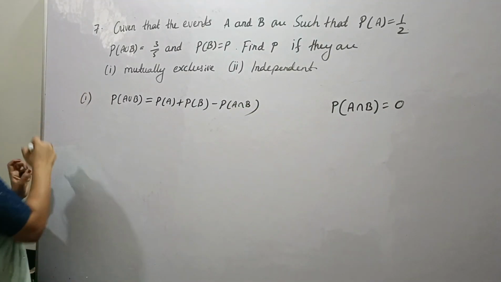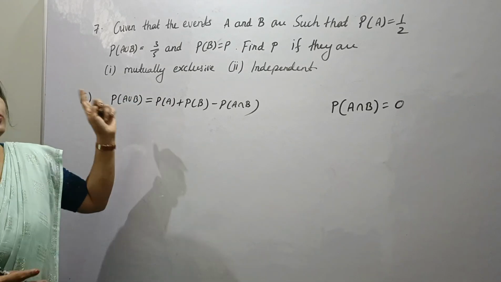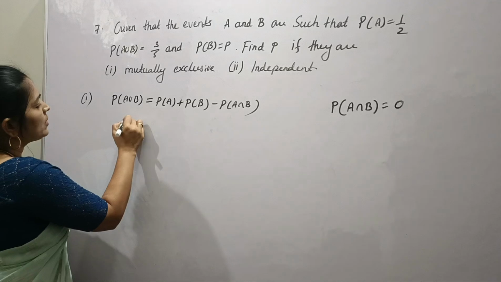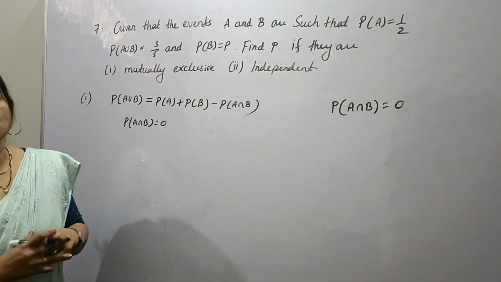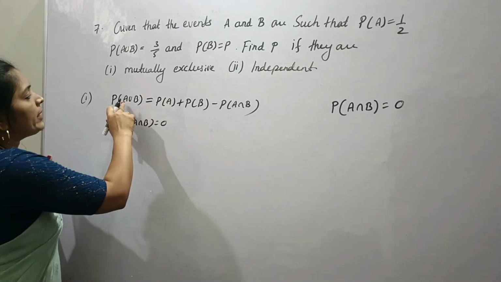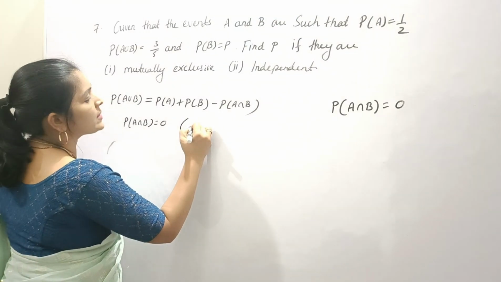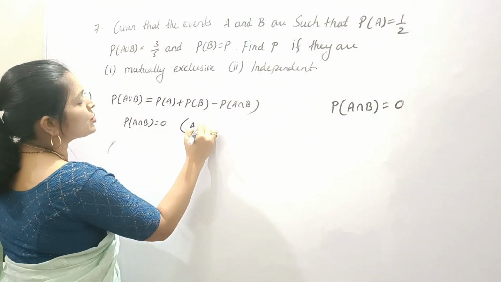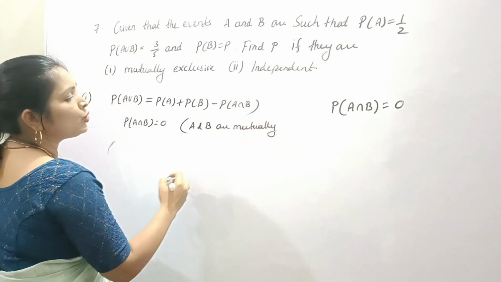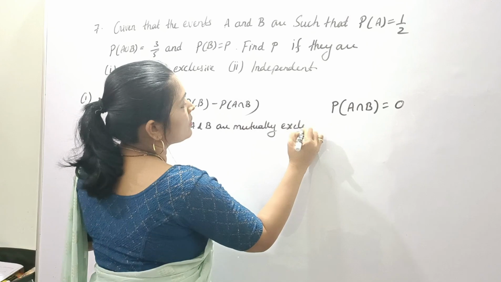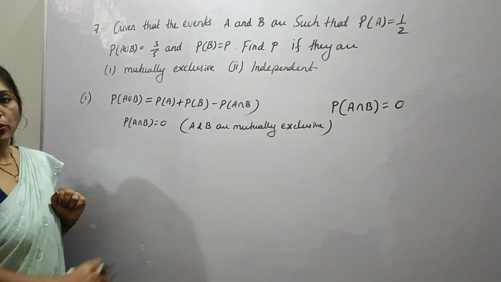Okay. Here first case, A and B are mutually exclusive. If A and B are mutually exclusive, then probability of A intersection B is equal to 0. Right? Because they are disjoint. Okay. Now, why is this probability of A intersection B equal to 0? A intersection B is equal to null set because A and B are mutually exclusive. Okay. Since A and B are mutually exclusive, probability of A intersection B is equal to 0.